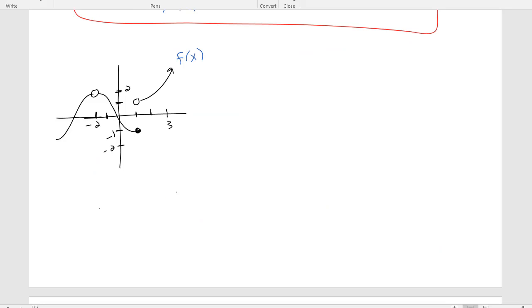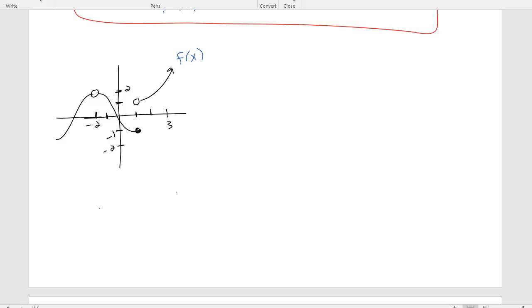I paused the video for a minute just so I could draw this kind of funny looking graph. I'll let you pause the video for a second to draw this graph as well. Now that you've unpaused the video, let's take a look at this funny looking graph of some function we call f of x. We don't have the equation of this function, we only have the graphical representation.